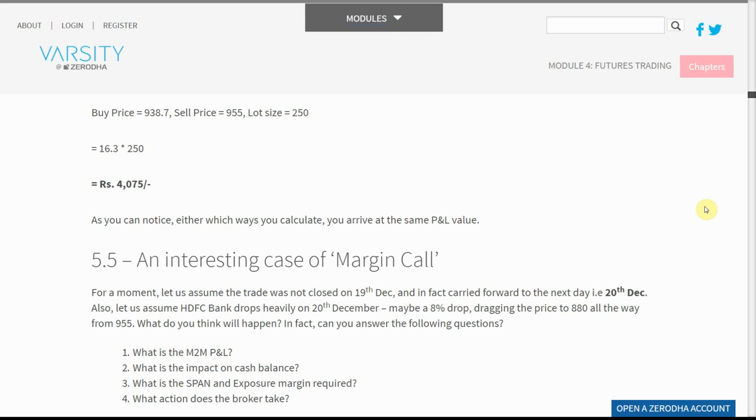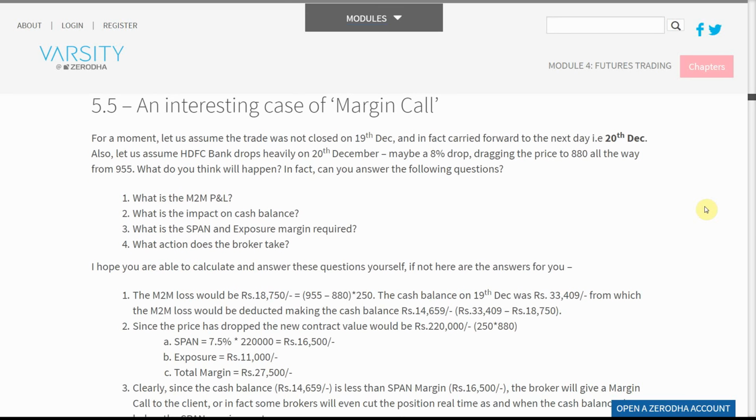5.5. An interesting case of margin call. For a moment, let us assume the trade was not closed on the 19th of December, and in fact carried forward to the next day, i.e. the 20th of December. Also, let us assume HDFC Bank drops heavily on the 20th of December, maybe an 8% drop, dragging the price to 880 all the way from 955.